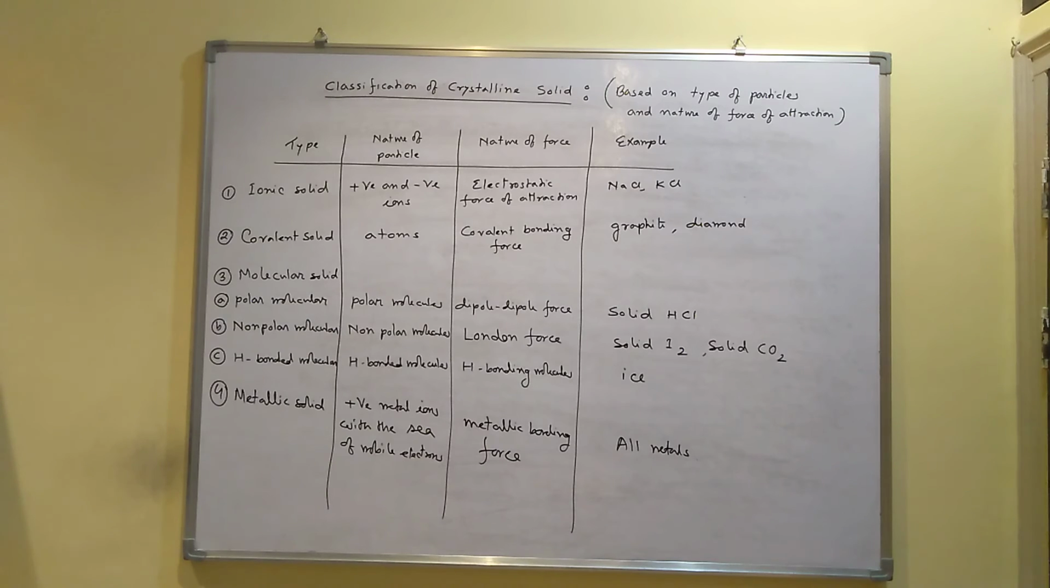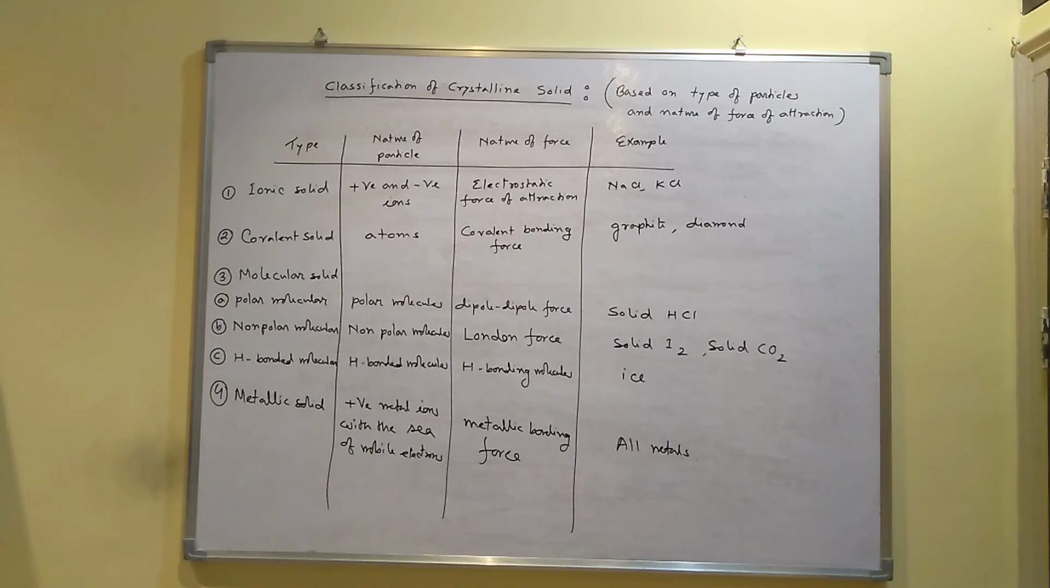So this is about the classification of crystalline solids. Crystalline solids can be classified into 4 types: ionic, covalent, molecular, and metallic solid. Molecular solid is again classified into 3 types: polar molecular solid if the particles are polar molecules, non-polar molecular solid if the particles are non-polar molecules, and hydrogen bonded molecular solid if the particles are hydrogen bonding with each other. Based on that, the forces of attraction are different and their physical nature is also different.